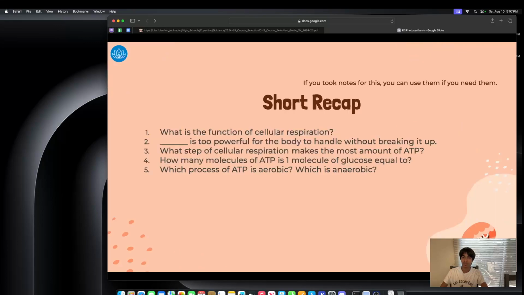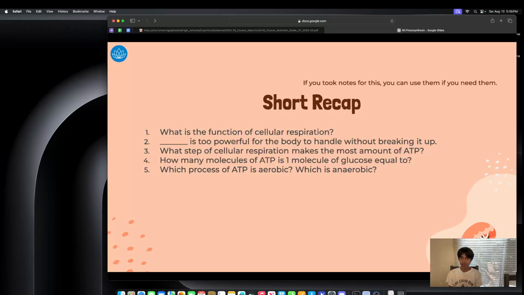So let's get started. Here's a short recap, and you can take notes from this and use them if you need them. What is the function of cellular respiration? Do you remember from the last class, class 4? The function of cellular respiration is to break down glucose and turn it into ATP for the body to use and get energy. Then what is too powerful for the body to handle without breaking it up? Yes, the answer is glucose, because the cells cannot just take one big chunk of glucose and use it to power our body. We need to take the glucose and break it up into 36 ATP molecules.